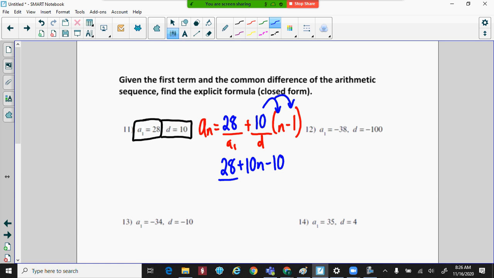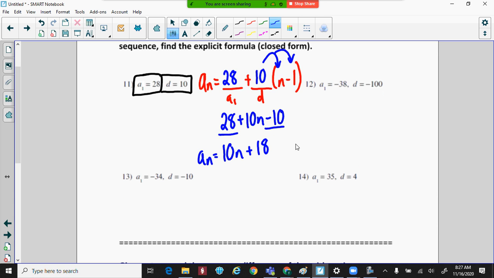And then I'm going to combine like terms, and so my formula is going to be A of n is equal to T of n plus 28, I'm sorry, plus 18. All right? Now, maybe you're thinking, okay, I blinked and I missed it. Well, let's try another one.